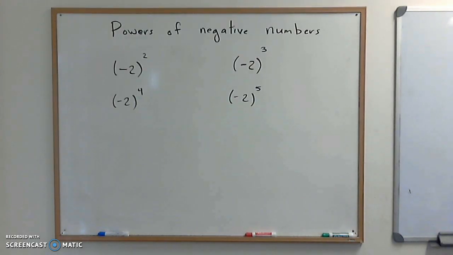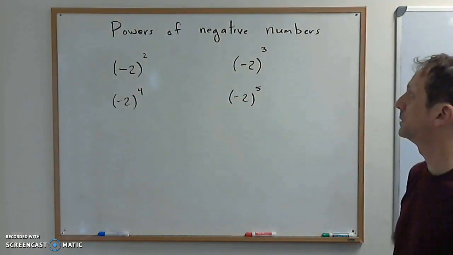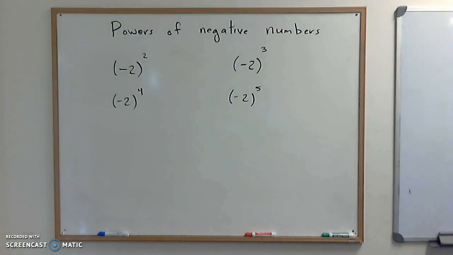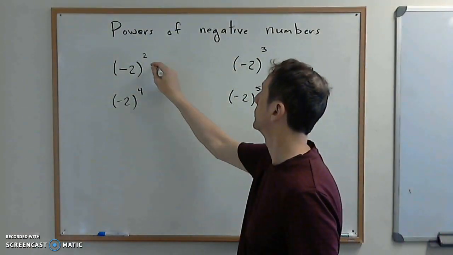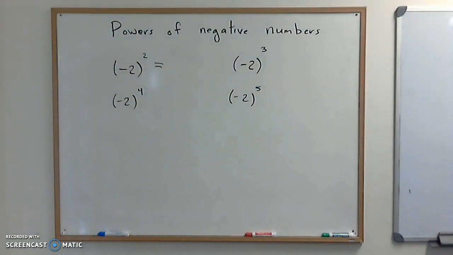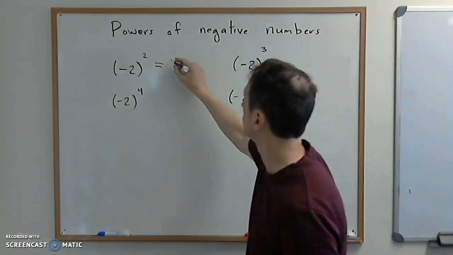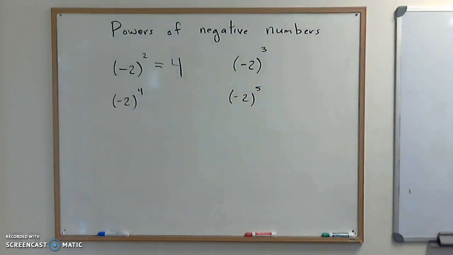Let's take a look at powers of negative numbers. We're going to start with a base of -2. I've put the -2 in parentheses to indicate that all of that is the base. The base is not just 2, but -2. So as -2 gets squared, that really means -2 times -2. And I think we remember that negative times negative is positive. And therefore that result would be +4.